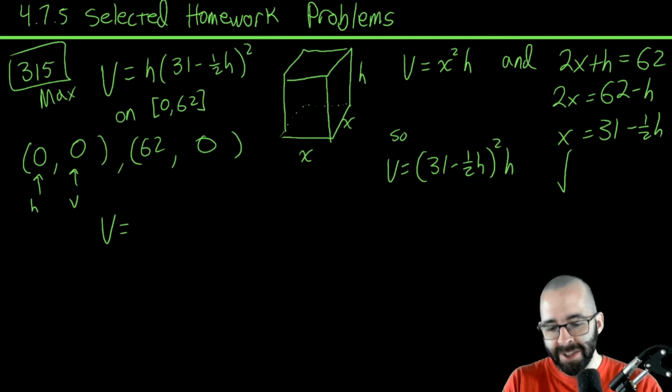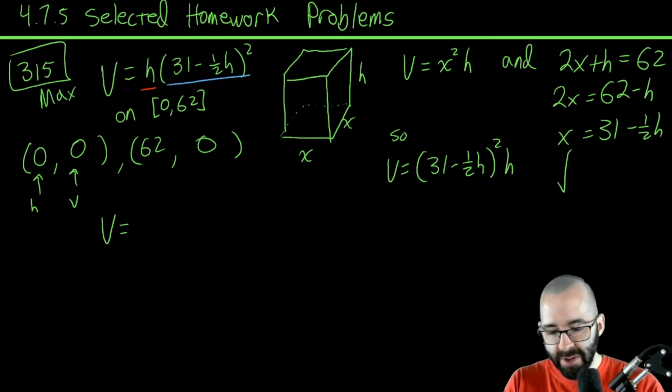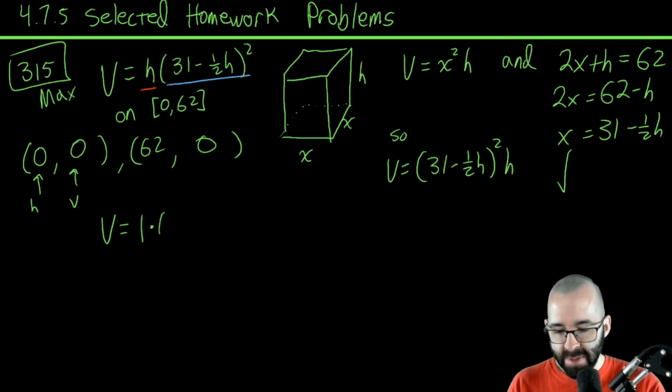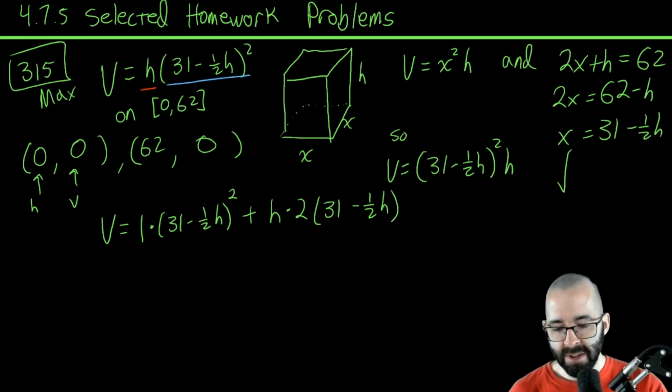So if we use the product rule, this will be our f, and this will be our g. Derivative of the first thing is 1 times the original second thing. Oh, we're going to have to FOIL this out anyway. And then plus the first thing times the derivative of the second thing. We made the wrong decision, but I'm sticking with it. So use the power rule and then use the chain rule. Derivative of the inside is negative 1/2.